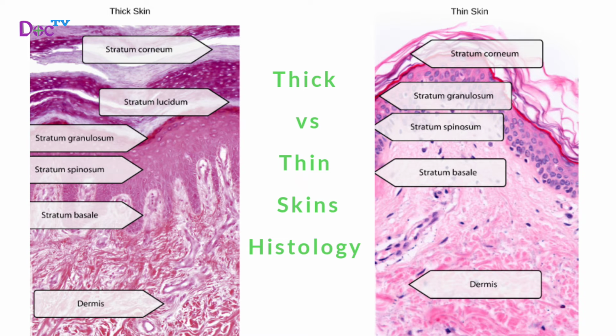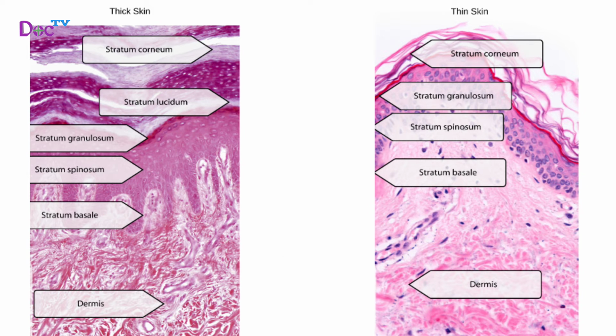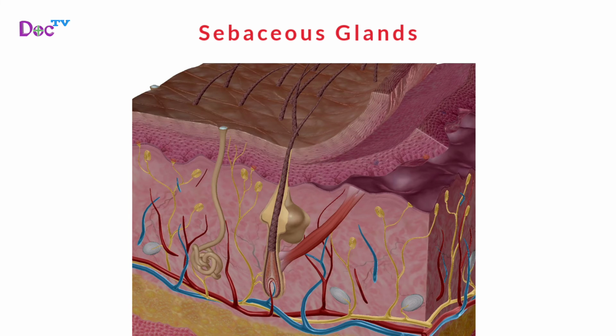Thick skin versus thin skin histology. Skin can be classified as thin or thick based on the composition and thickness of its epidermis and dermis. Thin skin covers most of the body, whereas thick skin covers the palms of the hands and soles of the feet. Thin skin has four epidermal layers: the stratum basale, the stratum spinosum, the stratum granulosum, and stratum corneum. In addition to these layers, thick skin has a fifth layer, the stratum lucidum, which lies between the stratum granulosum and the stratum corneum.